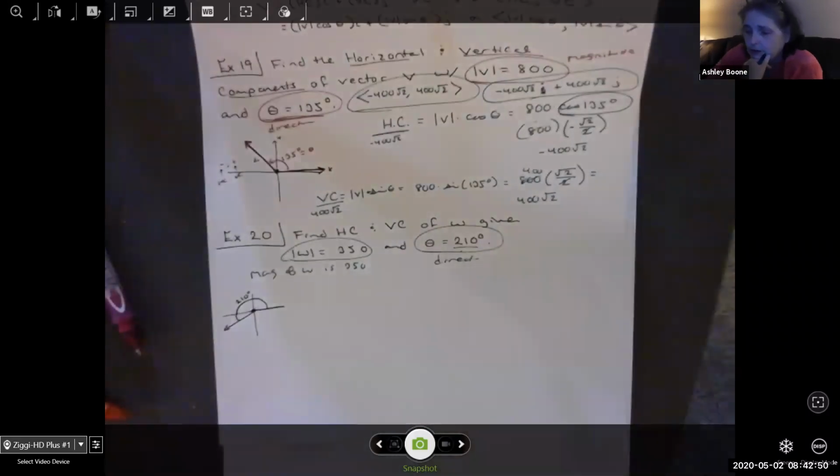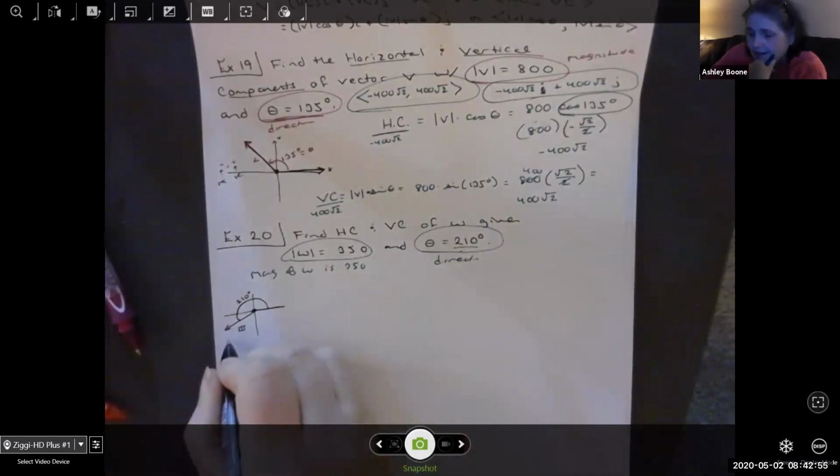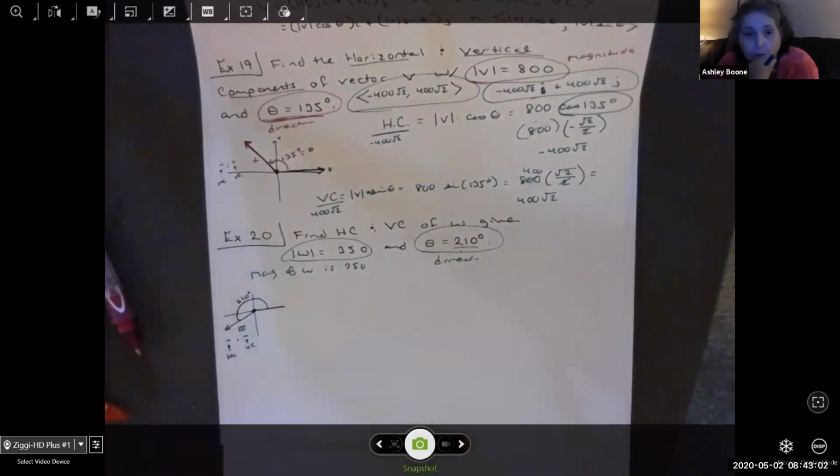Now look at this one. We're ending in quadrant 3. What do ordered pairs look like? Negative x's and negative y's. We should have a negative horizontal component and a negative vertical component. Let's see if we do, okay?